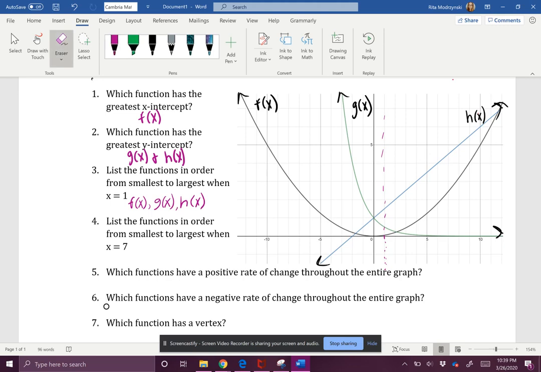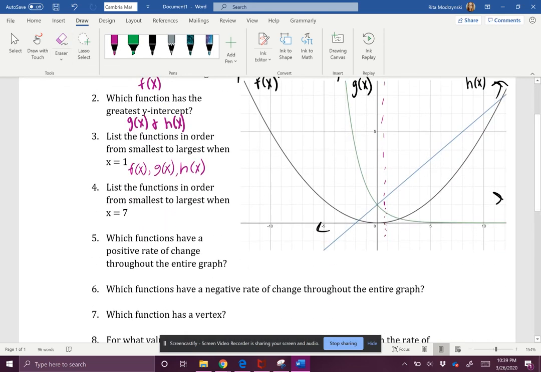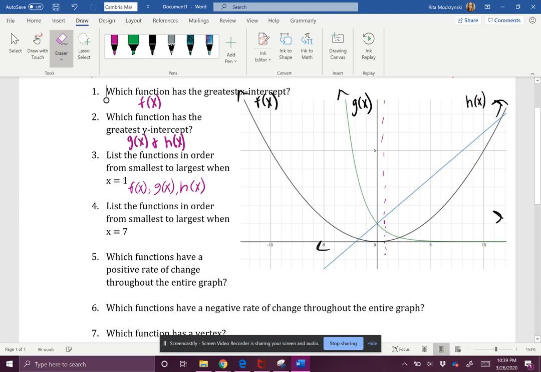Let's go ahead and do the same thing for our next question. This time we're looking to see who has the greatest y value when x is equal to 7. So we're going to draw that same line right along here where x is equal to 7.